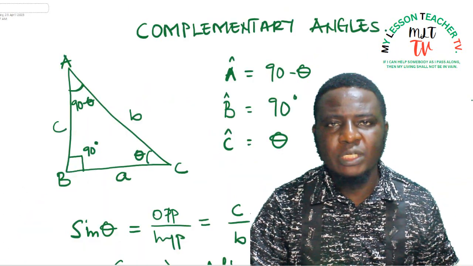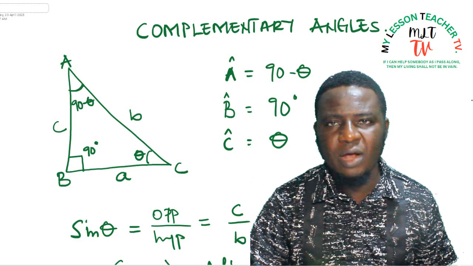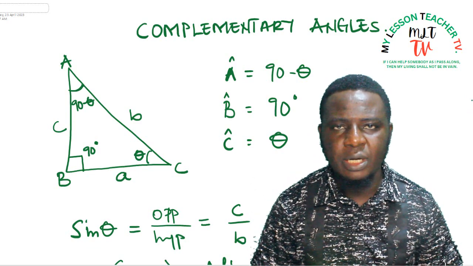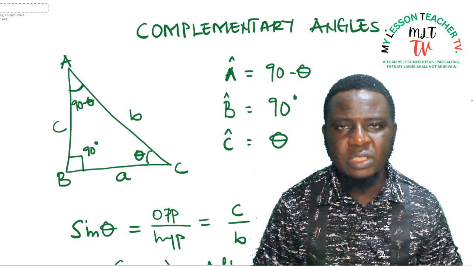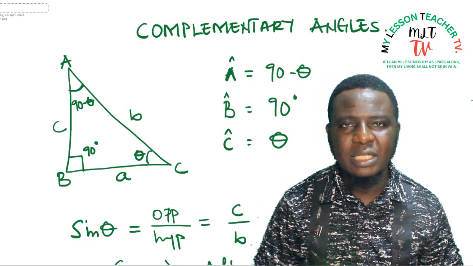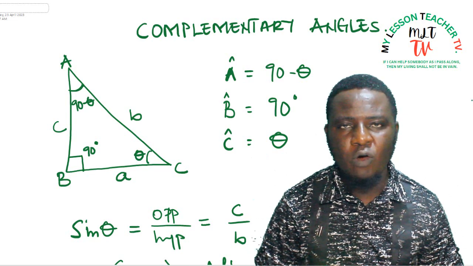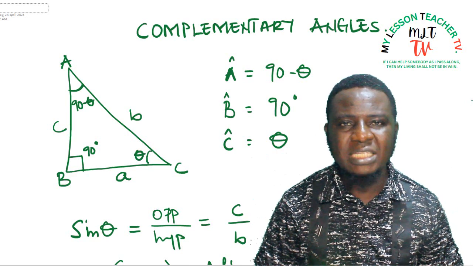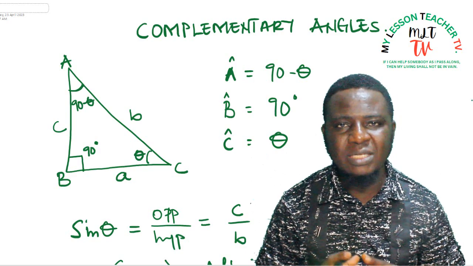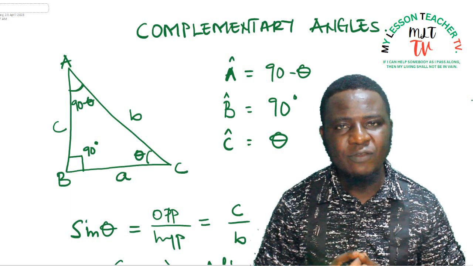That brings us to the end of today's class. In today's class, we have been able to understand what we mean by complementary angles, and also how the trig ratios of complementary angles are related. We have established the fact that sin theta degrees is equal to cos 90 minus theta degrees, as well as cos theta degrees is equal to sin 90 minus theta degrees, of which theta and 90 minus theta complement one another because the sum of theta degrees and 90 minus theta degrees is 90 degrees. Two angles are complementary when their sum gives you 90 degrees.